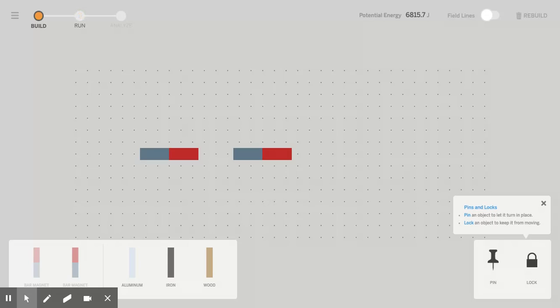We're going to notice that the potential energy right now is at 6,815.7 joules. So I'm going to go to my data table, and you've noticed that I've already written that down, that the starting energy before I let them go is 6,815.7 joules. So I'm going to go back to my sim, and I am going to now let go and run the sim and see what happens. So let's hit the run button.